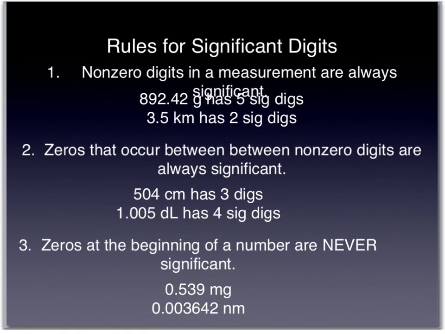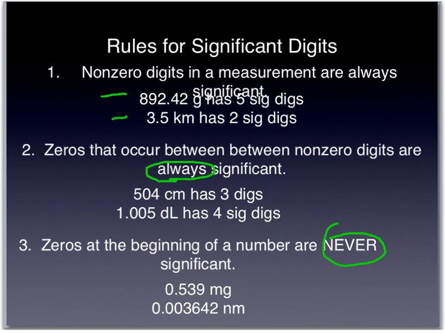So here are the rules for significant digits. Sorry, the slide got messed up here on number 1. Non-zero digits always count. So 892.42 grams, that one has 5 significant digits. 3.5 kilometers, that has 2. So if it's not a 0, it always counts. Of course, that makes you wonder, what's the deal with zeros? Well, there's one situation where zeros are always significant, and there's another situation where they're never significant.